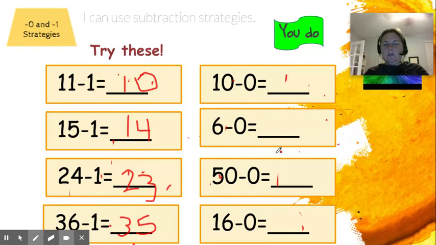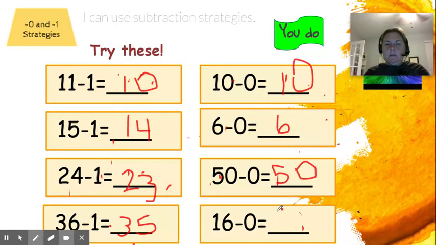You could do these all day, easy. 10 minus 0. Now this time it's just 0. We're not taking anything away, so it's 10. 6 minus 0 is 6. 50 minus 0, 50. That number could be scary, but it's not because we know what minus 0 is. And 16 minus 0 is 16.